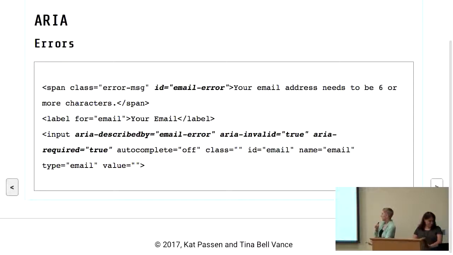So now, to group the errors, we give the error message that goes with the input in question an ID. We're going to use this ID in an attribute called aria-describedby.